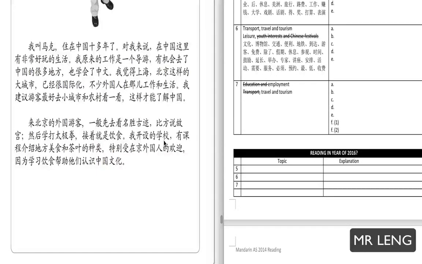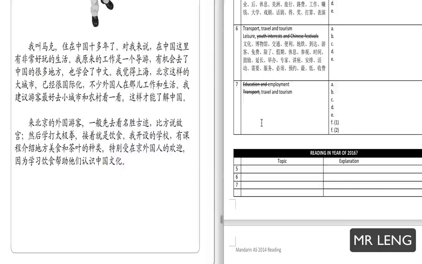我开设的学校 I opened school, the school that I opened 有课程 I have some courses 课程 course 介绍 introduce 地方美食 the local food 和茶叶的种类 and tea leaves categories 特别受在京外国人的欢迎 especially well received by the foreigners in Beijing 因为学习饮食 because learn food 帮助他们认识中国文化 help them to recognize the Chinese culture.